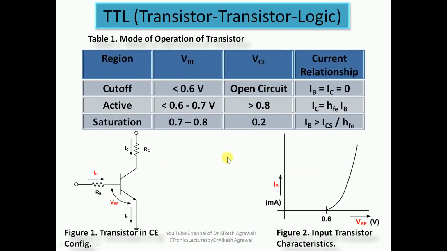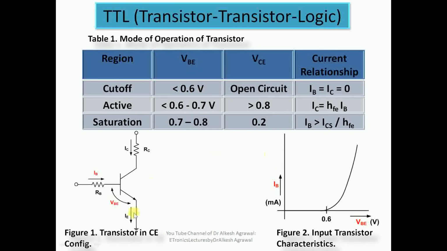So before going into the detail, let us consider the mode of operation of a transistor. Here we have a table with the mode of operation, voltage between base and emitter, voltage between collector and emitter, and current relationship. As we all know, the transistor operates in three different modes. One is cutoff mode, where VB is less than 0.6 volt.